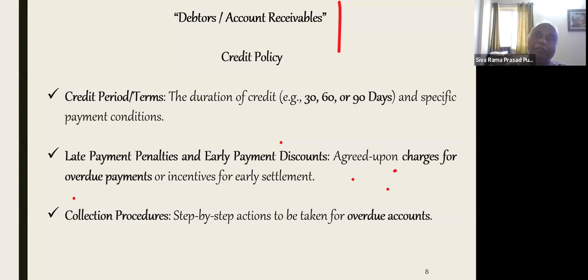But some people, even though 30 days are given, will pay the amount before 30 days. Then the company credit policy clearly defines the discount also. Those who pay early get a discount, those who pay late pay interest. So the charges for overdue payment or incentives for early payment are agreed upon. All these things are defined in the credit policy.